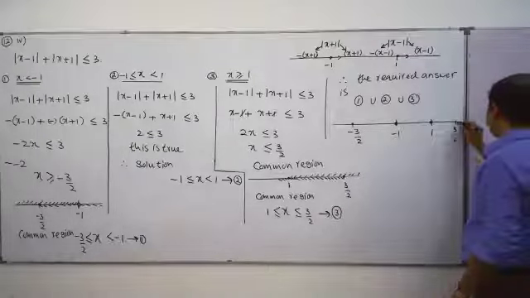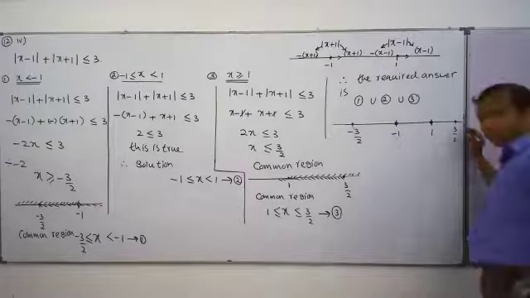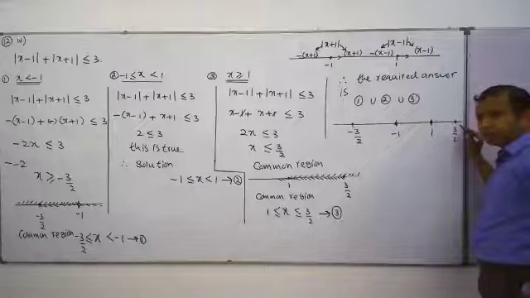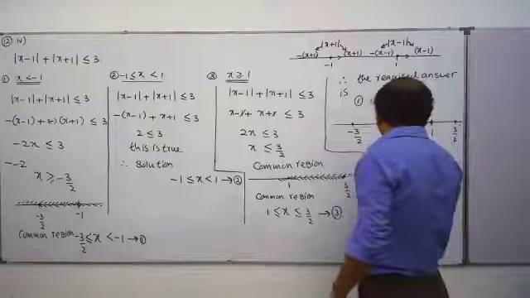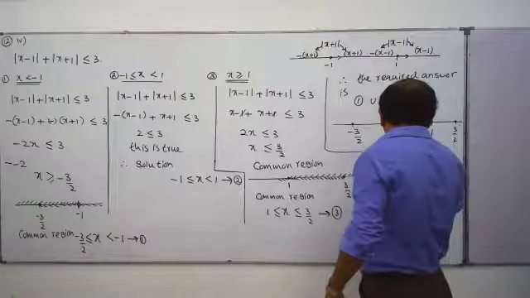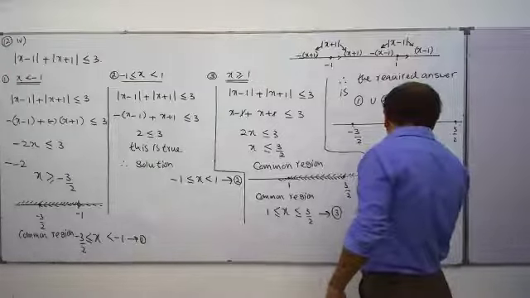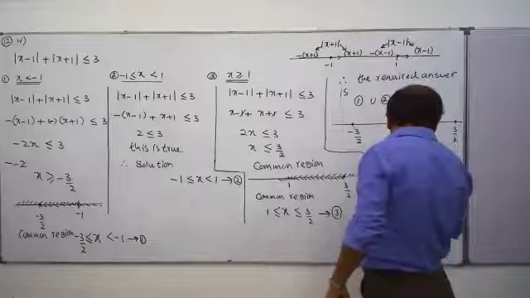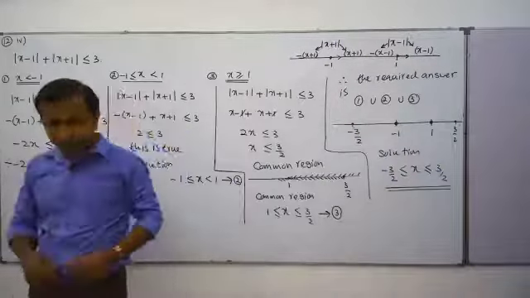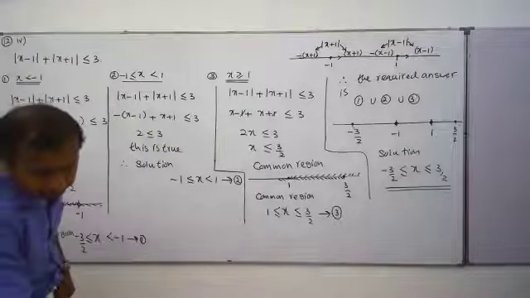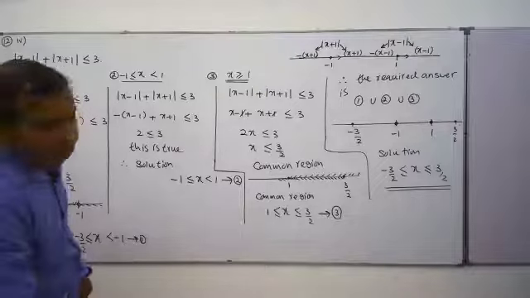Like this. Now, what are the values? Including minus 3 by 2 up to 3 by 2, including 3 by 2 also. We have the solution, right? Therefore, the solution is x less than or equal to 3 by 2 and greater than or equal to minus 3 by 2. This is how we take the answer.